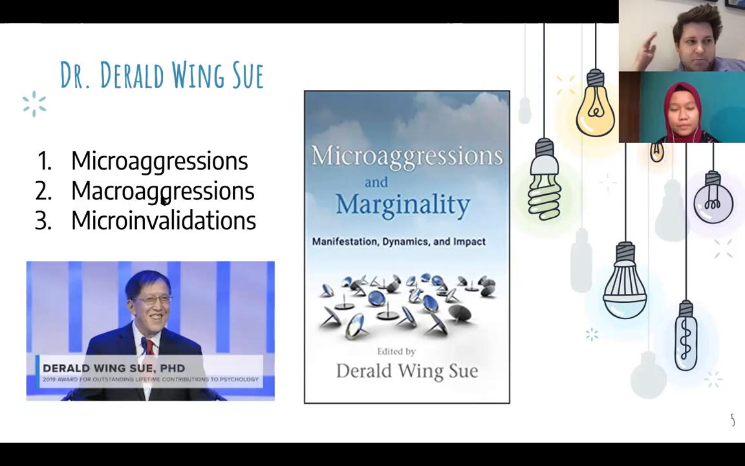Then a macroaggression is a more extreme version of a microaggression. It's like pure, unadulterated racism, like actively being racist. That one is the most straightforward definition. And then a micro invalidation is when you silence someone's personal cultural upbringing.